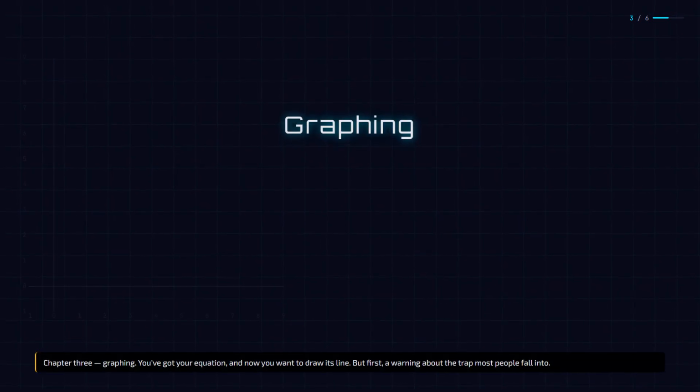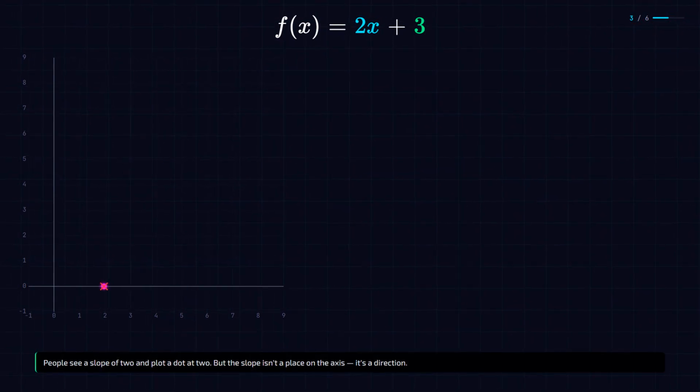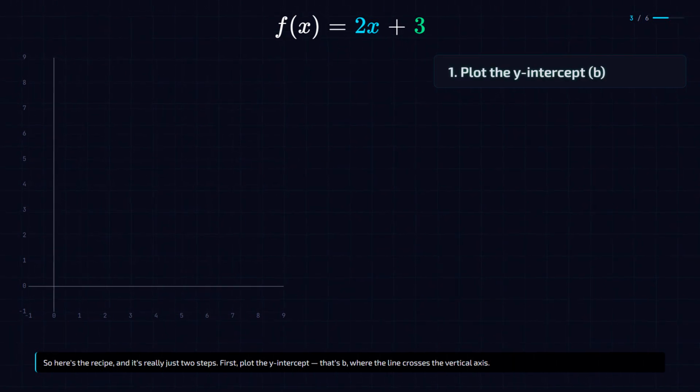Chapter 3, Graphing. You've got your equation, and now you want to draw its line. But first, a warning about the trap most people fall into. People see a slope of 2 and plot a dot at 2. But the slope isn't a place on the axis, it's a direction. So here's the recipe, and it's really just 2 steps.